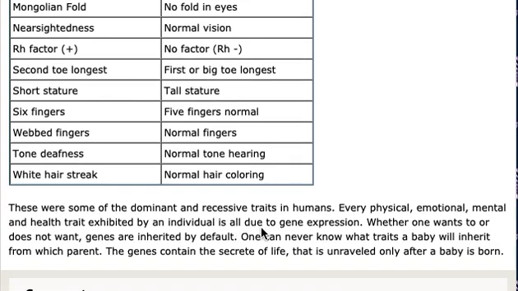Every physical, emotional, mental, and health trait exhibited by an individual is all due to gene expression. Whether one wants or does not want, genes are inherited by default. One can never know what traits a baby will inherit from which parent. The genes contain the secret of life, and that is unraveled only after the baby is born.